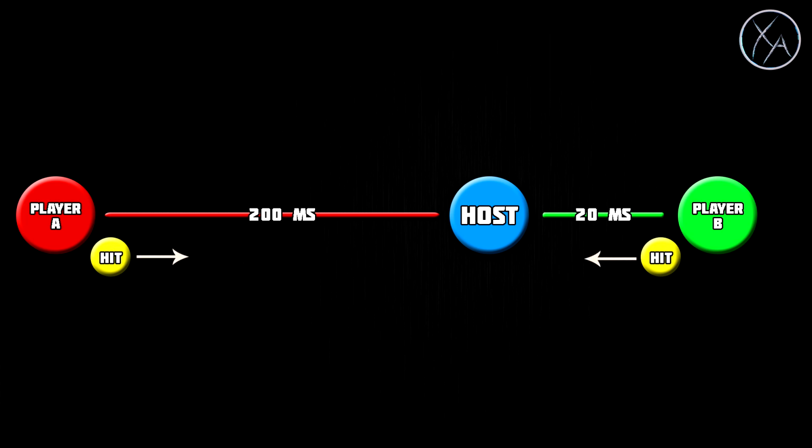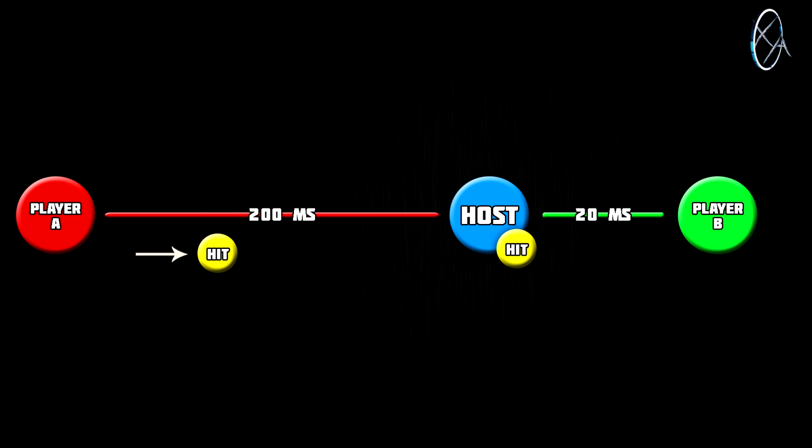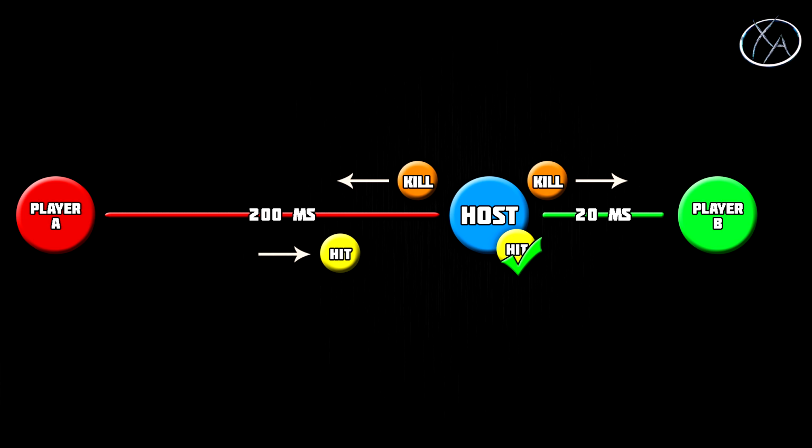Player B's information is going to reach the host first. The host will authenticate that hit. Everything will be okay. It will send that hit marker back to player B, and it will start sending the information over to player A that player A is now dead.